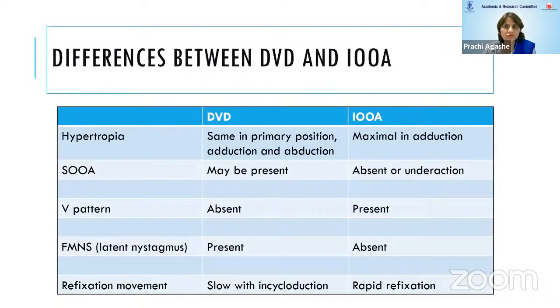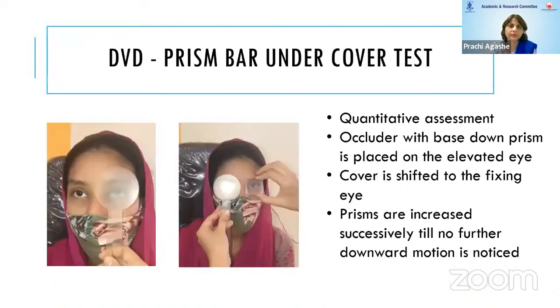Differences between DVD and inferior oblique overaction should be known. I have listed it in the table. The characteristic one is that the V pattern is absent in DVD. Fusion maldevelopment nystagmus is present. In fact, it is sometimes a movement to dampen the nystagmus, and the refixation movement is very slow in DVD as compared to cases of inferior oblique overaction.